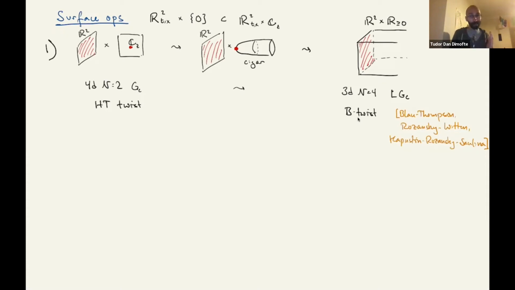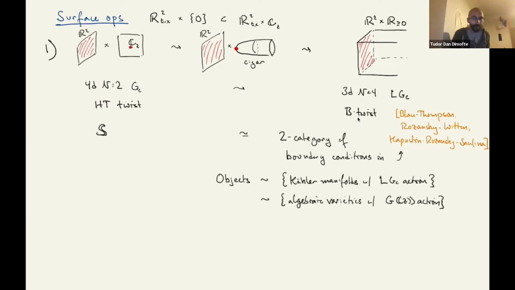So one ends up with boundary conditions for a 3D TQFT. This original two category of surface operators should be the same thing as the two category of boundary conditions in the 3D TQFT. And once you know that the 3D theory is like 3D N=4 pure gauge theory, there's actually a beautiful geometric description of what objects in this category look like.